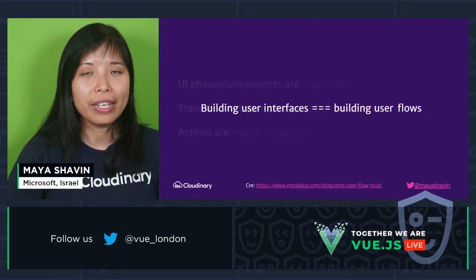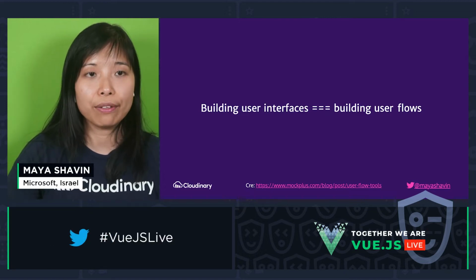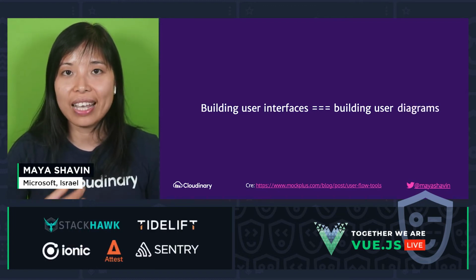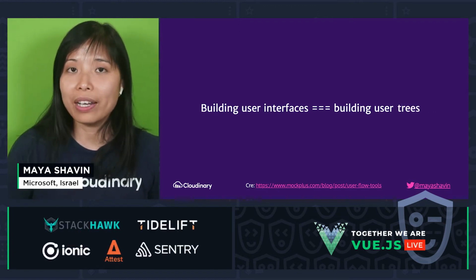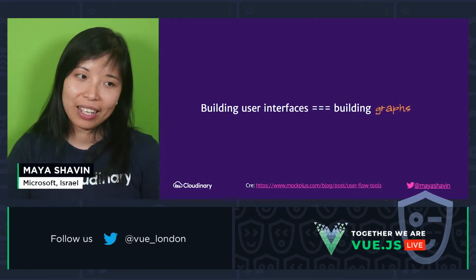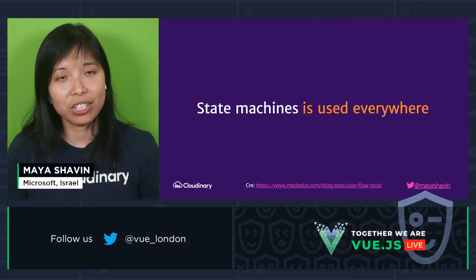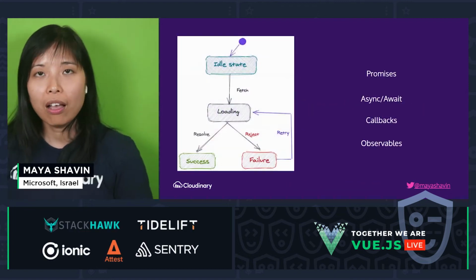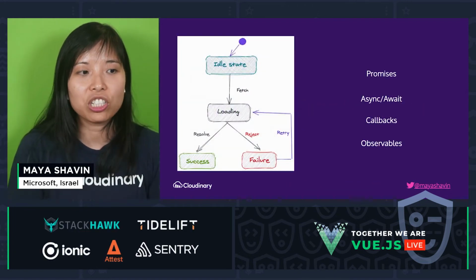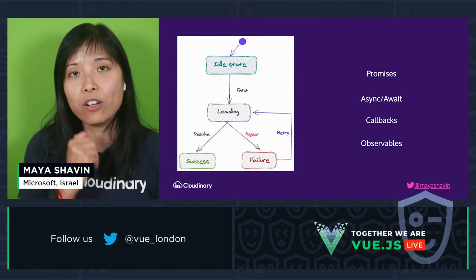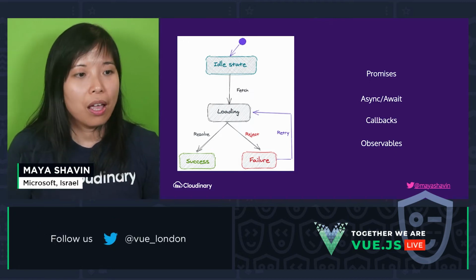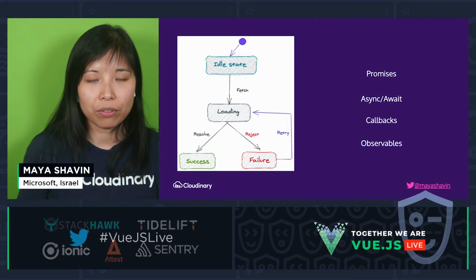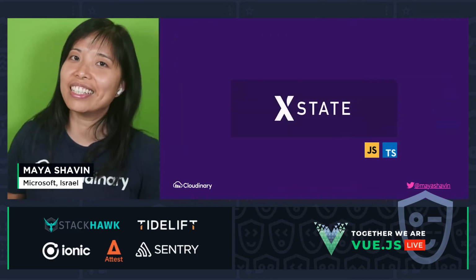And that's why when we talk about building a user interface, we're talking about building a user flow, or we're talking about building a user diagram or user trees. And what are trees? It's actually building graphs. And what are graphs? It's state machines. State machines are used everywhere. Why so? Well, first of all, you can see these are state machines: promise, async, await, callback, observable, all of them. But not all of them are designed for handling user interface, right? So that's why we have XState.